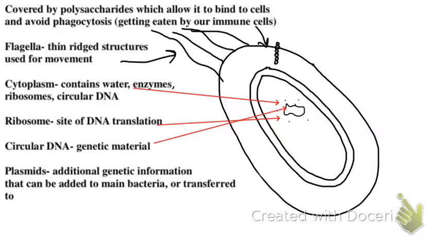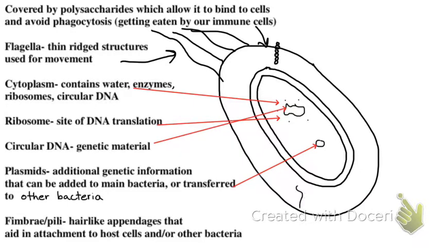Plasmids. This is something different than what humans have. A plasmid is additional genetic information that can be added to the main bacteria or transferred to other bacteria. The closest thing human beings have to plasmids is our mitochondrial DNA. Mitochondrial DNA is only inherited from your mother, and it affects some traits in humans. Little plasmid, additional genetic information.